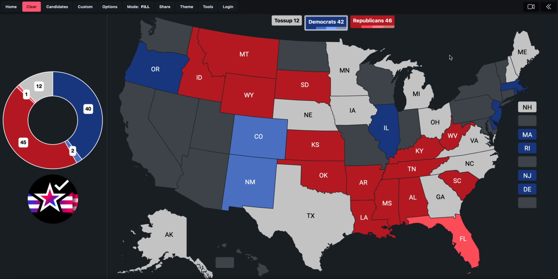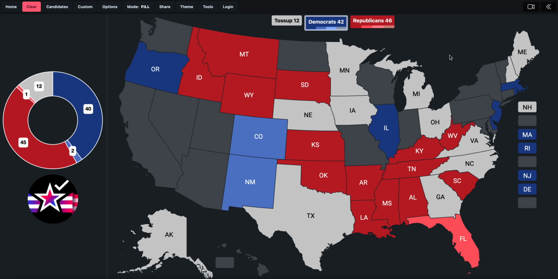I want to start out by characterizing some of the states that are more on the solid end for the party that is expected to win them. So these are likely states. We're done with the safe states. No more safe states. We have likely states, meaning these are states that are decided between 5 to 15 points.